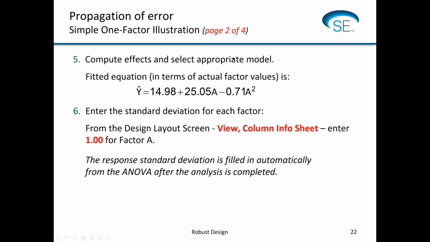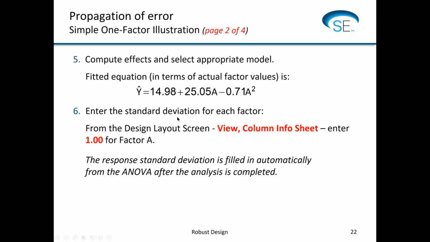Okay, so we go in and we compute the effects and we select a model. Our model comes out to be 15 plus 25 times A minus 0.7 times A squared. So similar to the picture I drew, with a little bit of rounding errors.